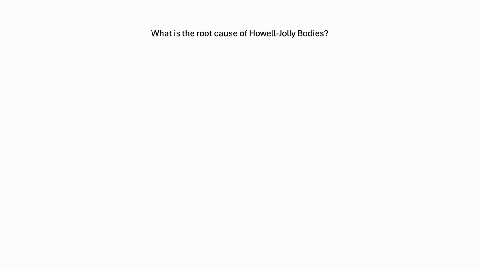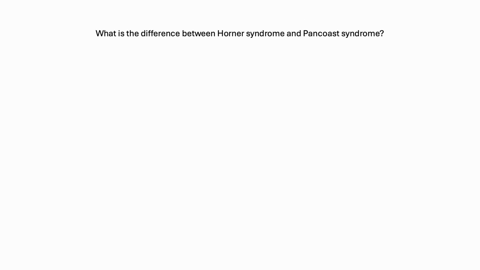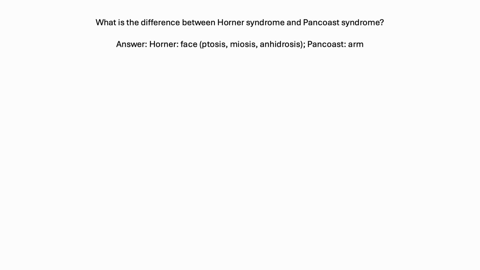What is the root cause behind a Howell-Jolly body? This is due to someone who has asplenia or some kind of splenic dysfunction. What is going to be the difference between Horner syndrome and Pancoast syndrome? Horner syndrome is going to affect the face, think ptosis, miosis, and anhidrosis, and Pancoast syndrome is going to more affect the arm.